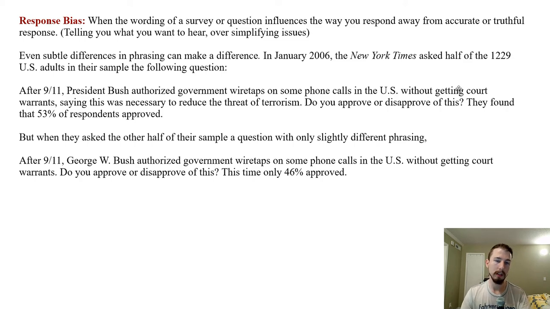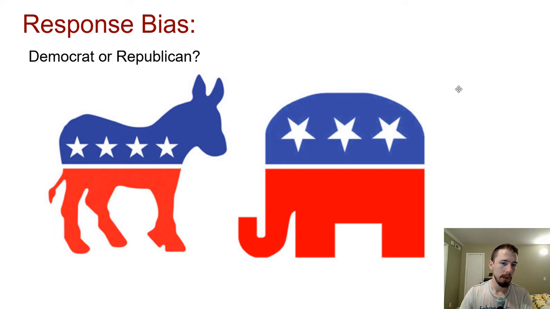So there are lots of different methods that pollsters use, but we want to use as neutral language as possible and not lead them towards any sort of thing. So we might just simply ask, after 9/11, President Bush authorized government wiretaps on some phone calls. Do you approve of this? Boom. So leave out anything that might defend or point out any issues that somebody sees in this. So anyway, moving on.